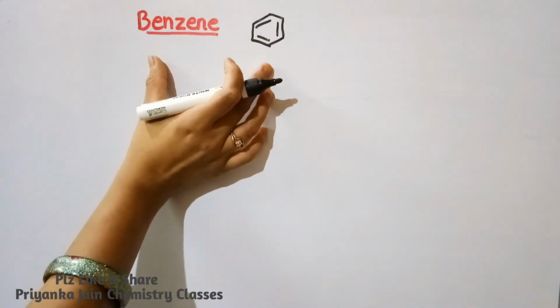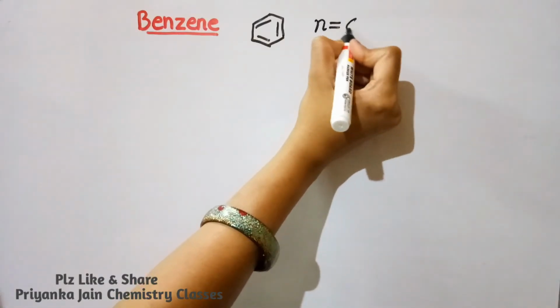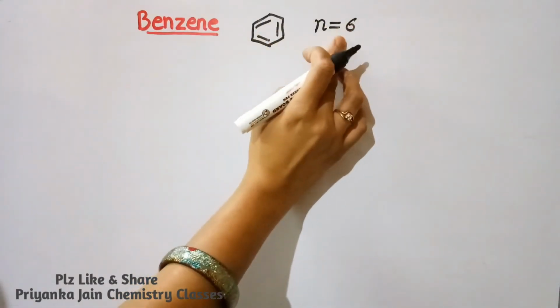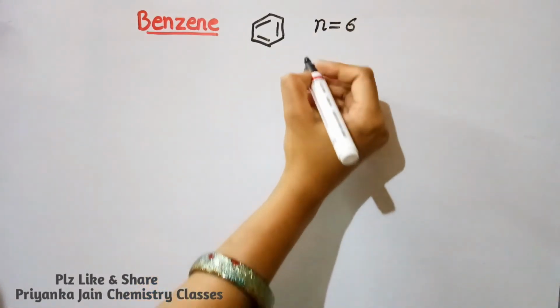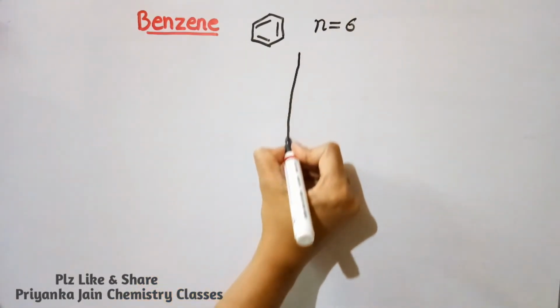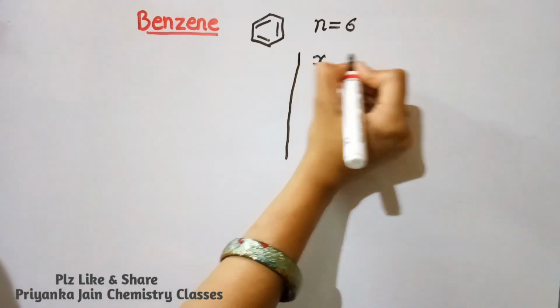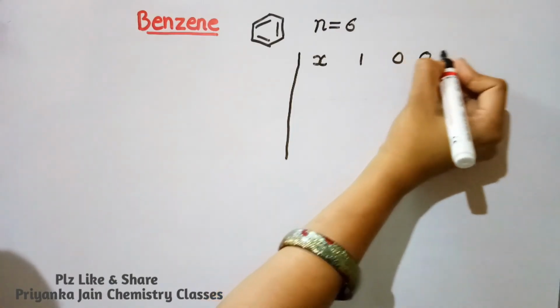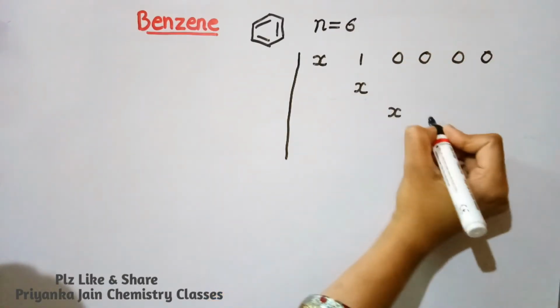Now see the case of the benzene. Here the number of electrons is equal to 6, number of carbon atoms is equal to 6, so N is equal to 6. So we have to make a 6 into 6 secular determinant, and I have already told you how to make it. So for this, we have to put x, 1, 0, 0, 0, 0, and then here x will go here, in this manner.